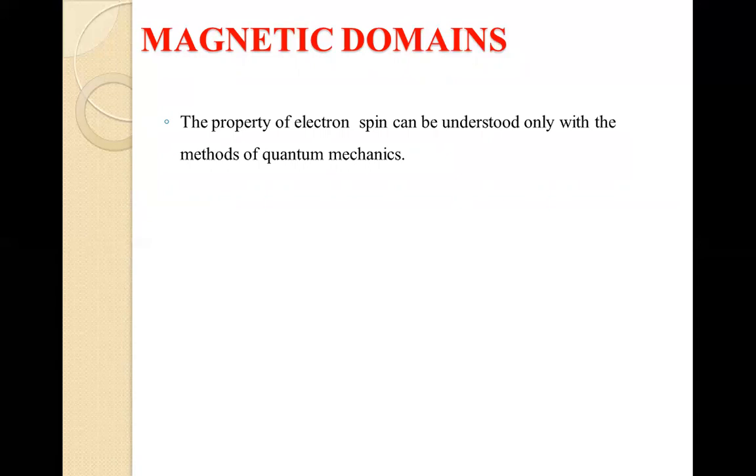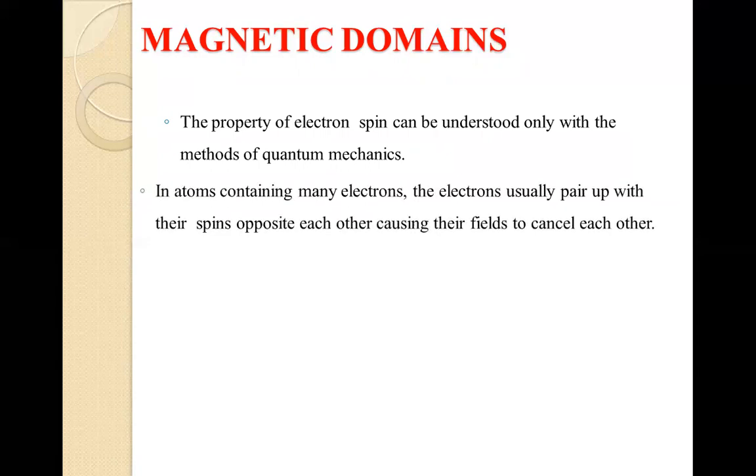We studied before in chemistry that any atom is made up of a nucleus in the center, surrounded by electrons, and these electrons are arranged or distributed in the sub-levels. When they are distributed, they have to pair together and cancel each other because each one spins opposite to the other one. One spins up and one spins down. So in atoms containing many electrons, the electrons usually pair up together. They spin opposite to each other, causing their fields to cancel each other.